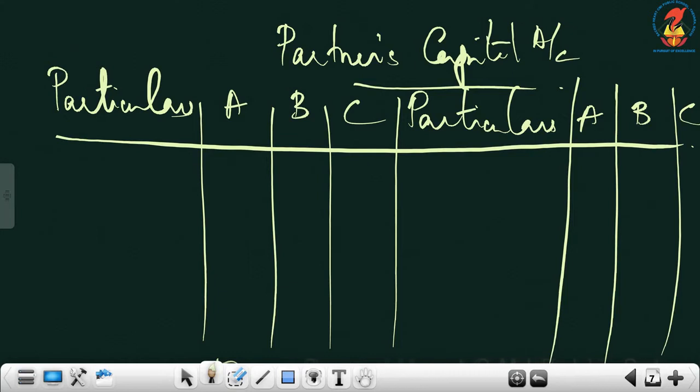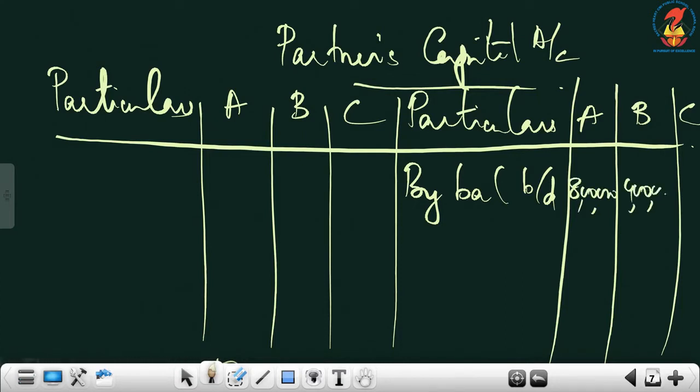What is the first step? Start it with the opening balance. So write by balance brought down. Opening balance we will take from the old balance sheet. Old balance sheet means one which is given in the question. So 8 lakhs and 4 lakhs. Then what's the next step which I told you? Read the adjustments. So we will go through the adjustments.